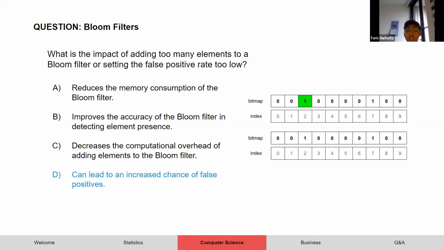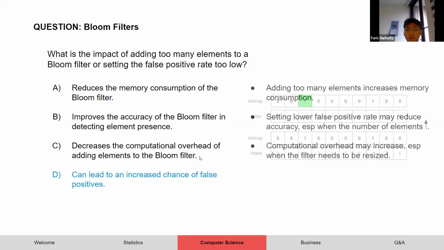And the answer is D. Let's take a look at the individual options and figure out why the others are wrong. For option A, adding too many elements actually increases memory consumption, so it does not reduce memory consumption, and option A is wrong. For B, setting a lower false positive rate may reduce accuracy, especially when the number of elements increases. So when we add too many elements, it does not actually improve accuracy. So option B is wrong.